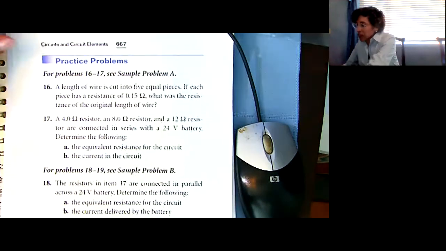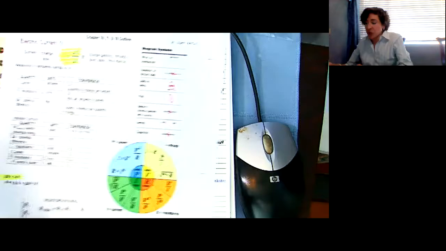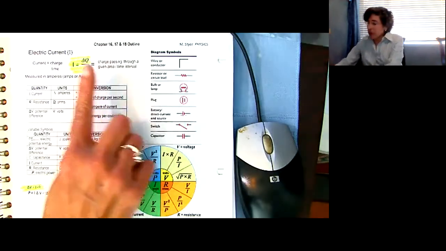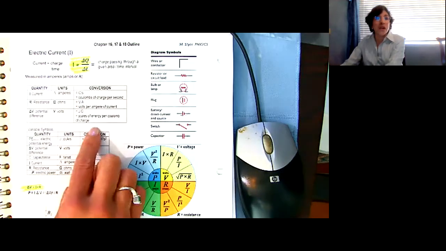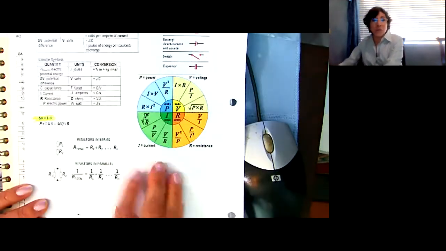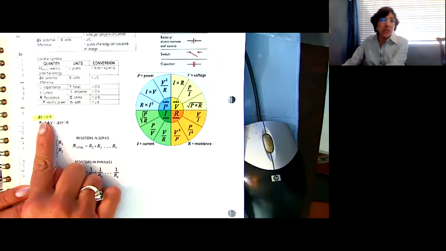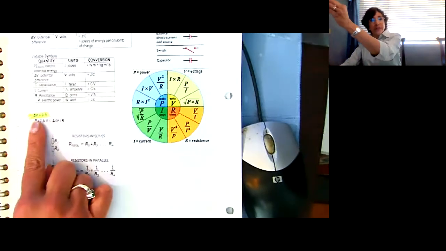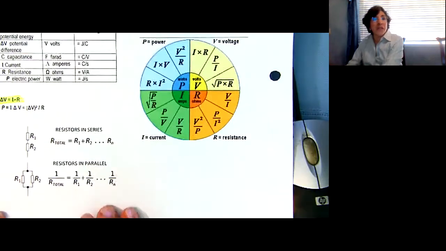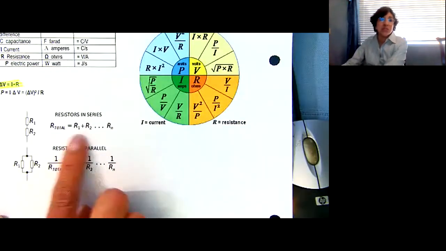I want to draw your attention to the worksheet that I provided for you guys for chapters 16, 17, and 18. On the back side, we already talked a little bit about current being charge passing over time. And so I'm going to bring down to the lower part here where we have change in potential or voltage is current times resistance.